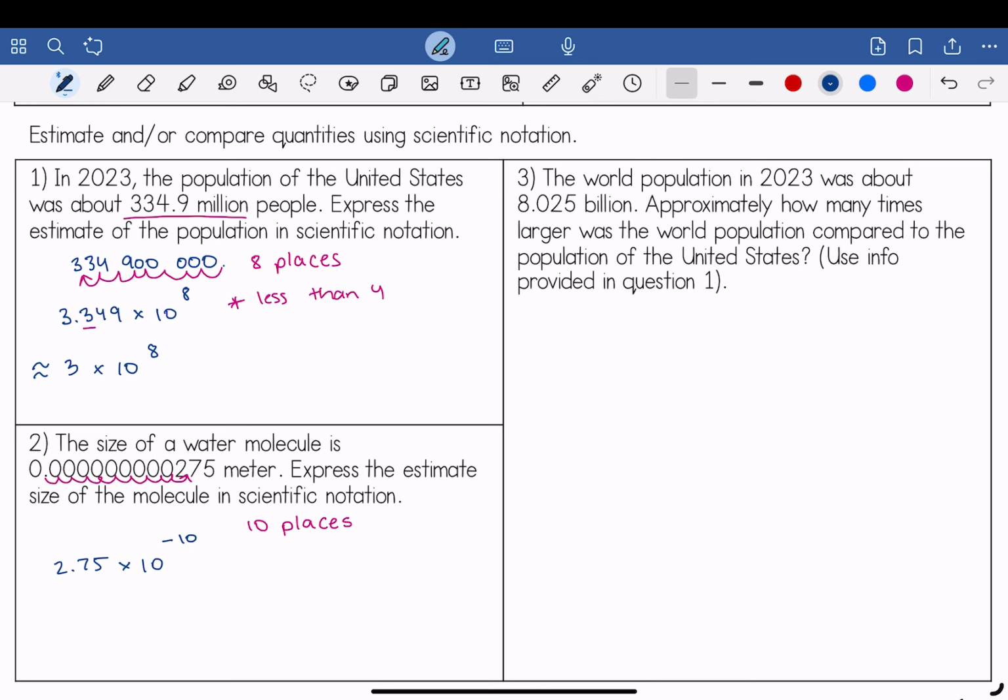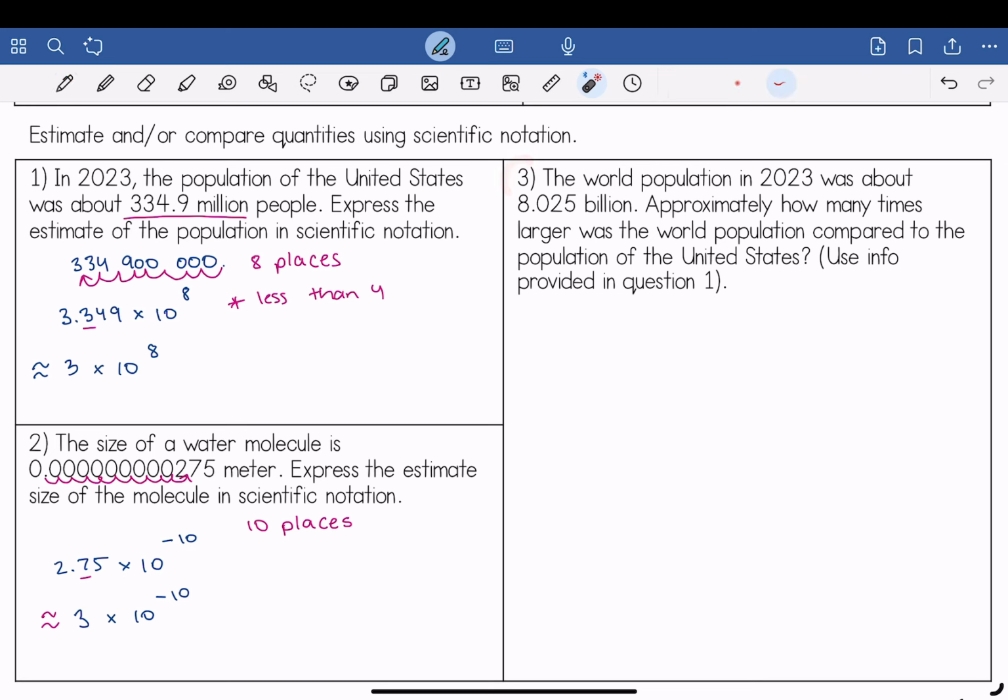We're going to look at the value in the tenths place, which is 7, which means we're going to round the 2 to one value higher, which would be approximately 3 times 10 to the power of negative 10.